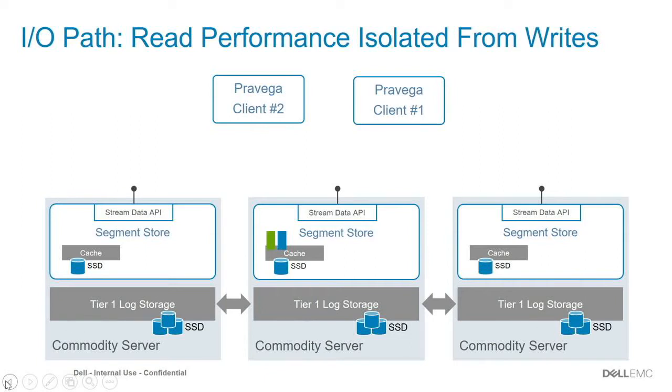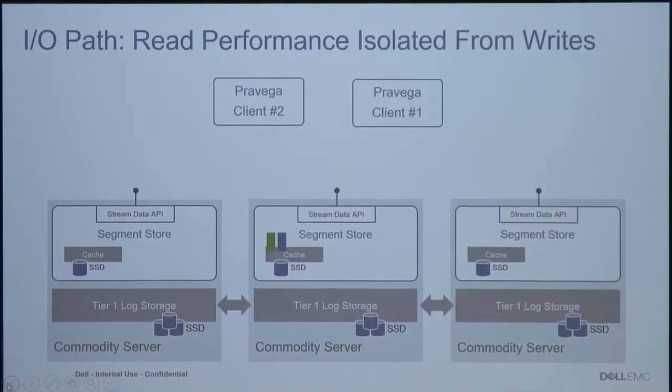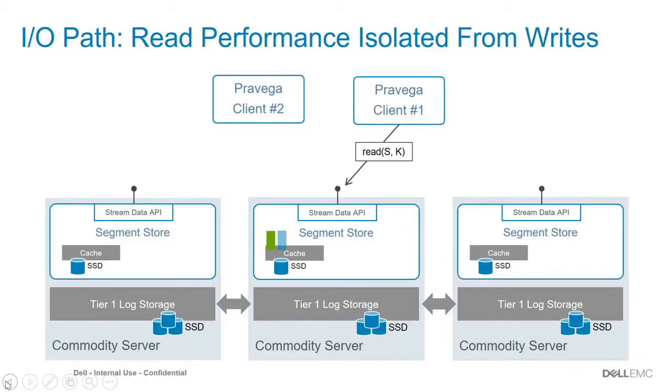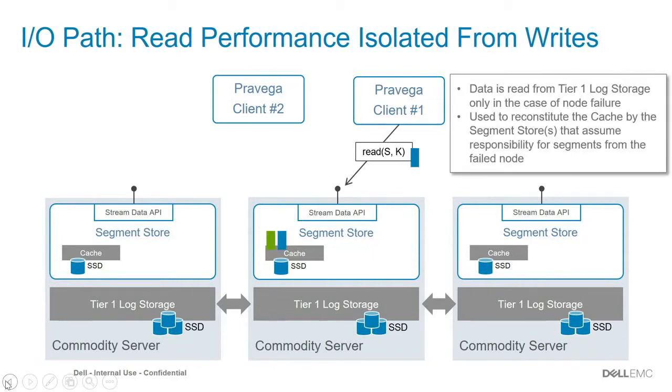A key thing in our performance is that reads are isolated from writes. As you saw, the writes got written to tier one log storage, but we never read from that tier one storage. We only use tier one as an insurance policy in case we crash and we have to recover our state. We serve all of our tail reads from the cache, and if something is not in the cache, then we're going to go to our tier two object or file system to get it from there. So as you can see, we fetch it from the cache, and we only read from tier one to reconstitute the contents of that cache.